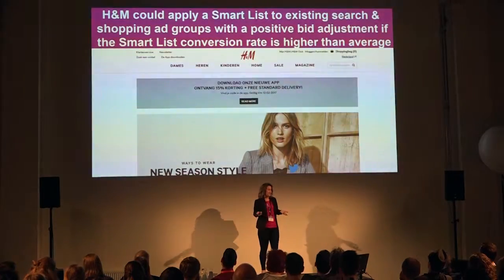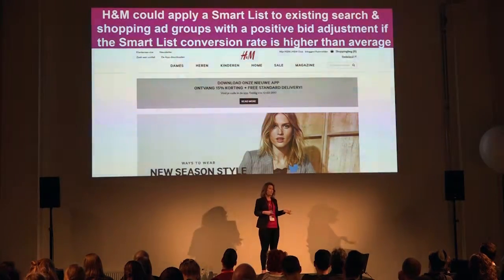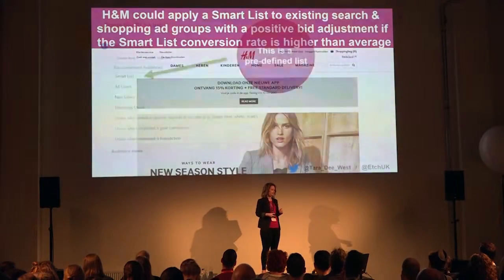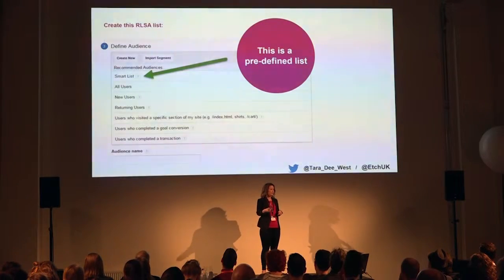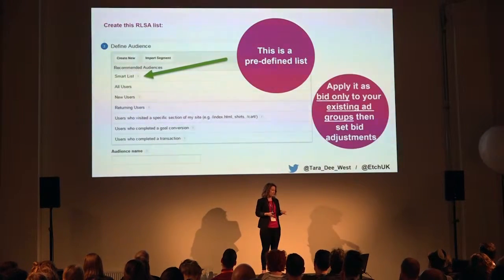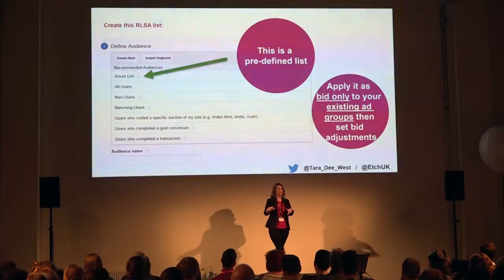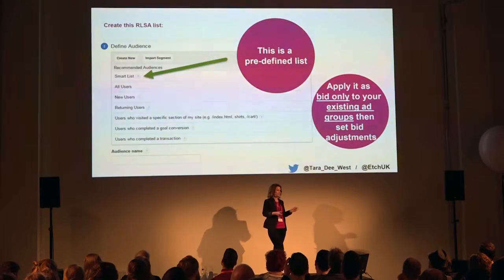So an example of a retailer who might use smart lists could be H&M. They've probably got lots of conversion data, so it makes them an ideal target to use this kind of smart list because Google would have built up a really good idea of who their target customer is. It's a predefined list, so when you go to set it up in analytics, go create new lists, and you'll see it right there at the top. And you'd apply this as bid only, because all you want to do is adjust your bids if the person searching has previously been to your site.